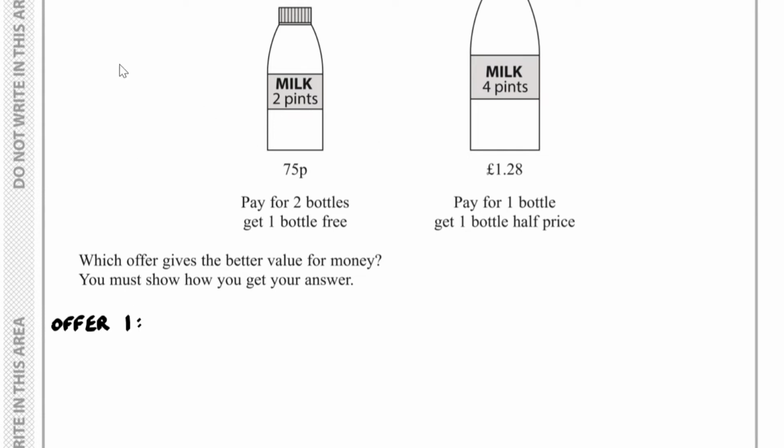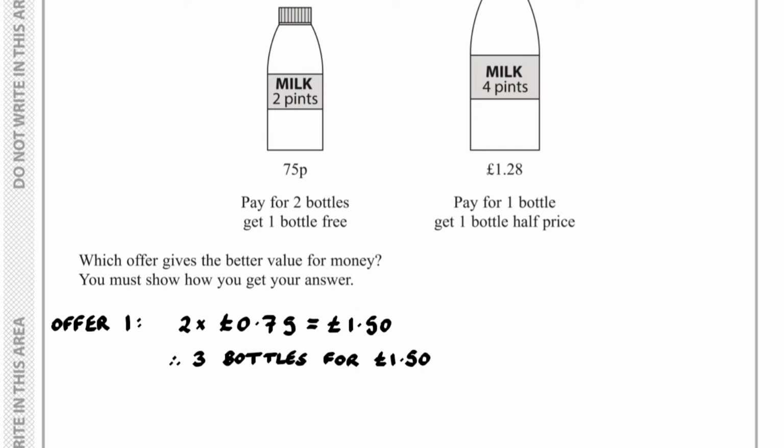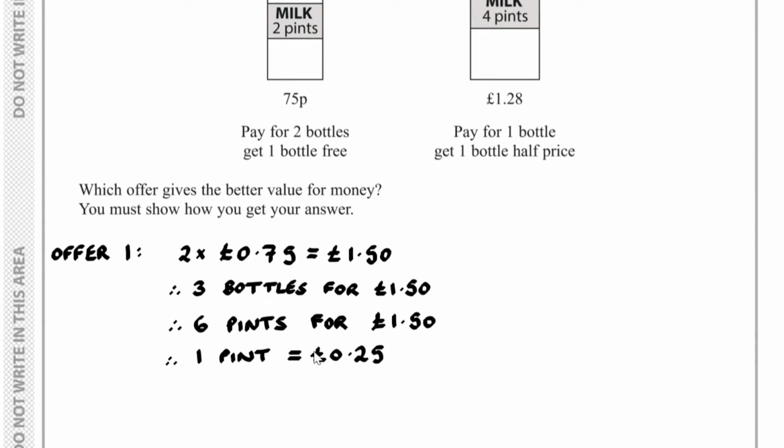Well, if I take a look at this first offer, if I pay for 2 bottles, we've got 2 times £0.75, which is £1.50. So that means we get 3 bottles because we get 2 bottles which we pay for plus another one for free. So we have 3 bottles for £1.50. Now altogether, we've got 2 pints times 3, which is 6 pints. So that means we get 6 pints for £1.50. So 1 pint is equal to 150 divided by 6, which is 0.25.